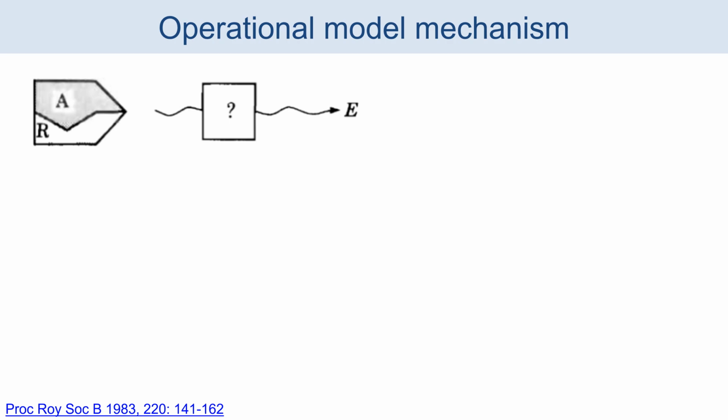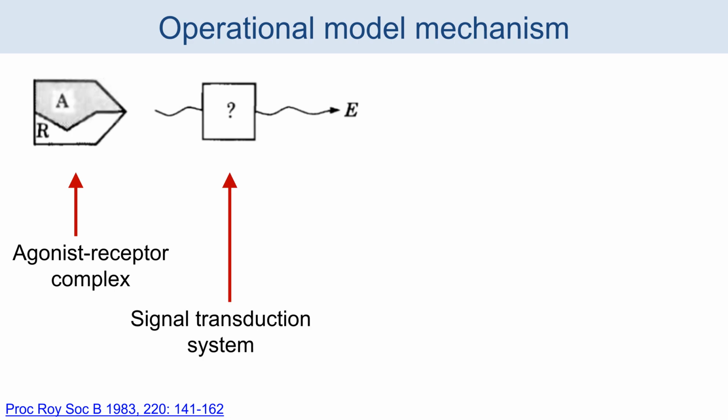So let's look at the operational model mechanism here. Here we have the agonist-receptor complex. This complex interacts with the signal transduction system. This activation of the signal transduction system then generates a signal. This is how the operational model views the signal transduction process. The agonist-receptor complex couples with the signal transduction machinery to generate the signal.